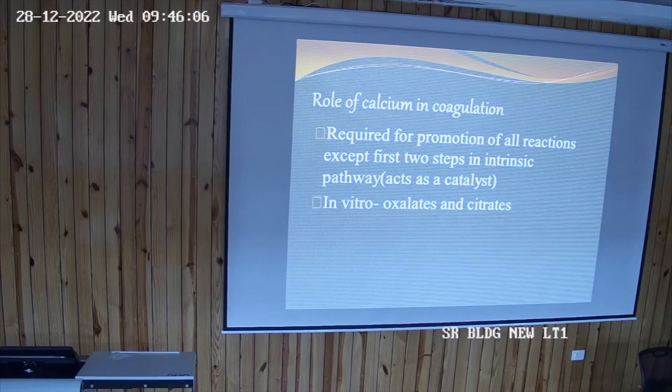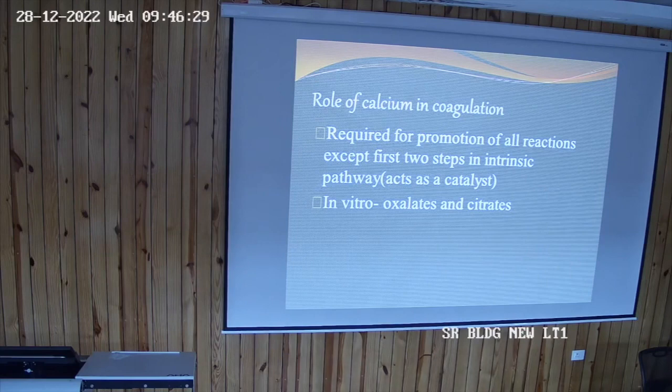If we have to store the blood, because if we are going to store the blood as such, it is going to get coagulated. So if it has to be stored, the calcium chelating agent will be added and the calcium will be removed. So there will be no clotting. So we can hasten the clotting mechanism. We can store the blood.